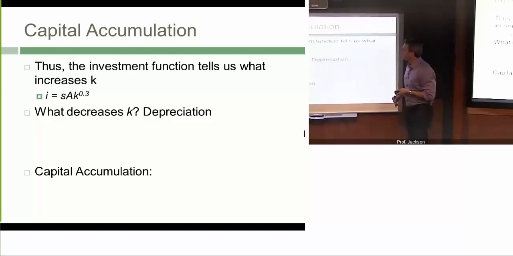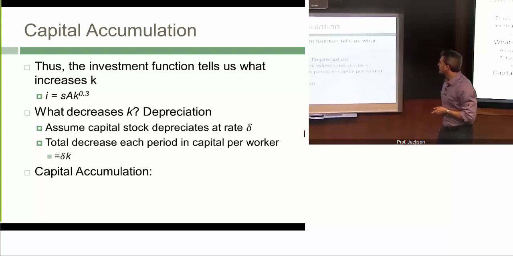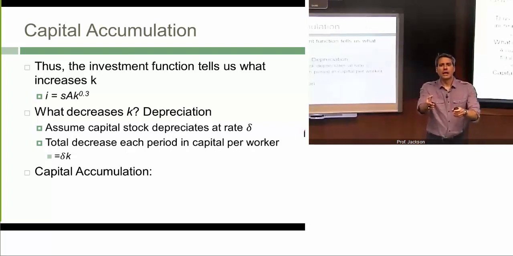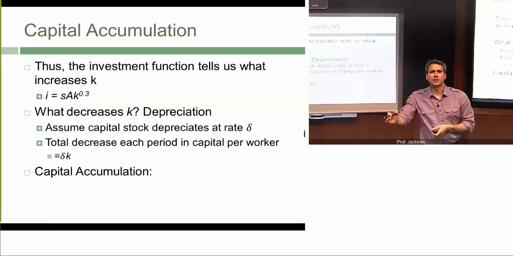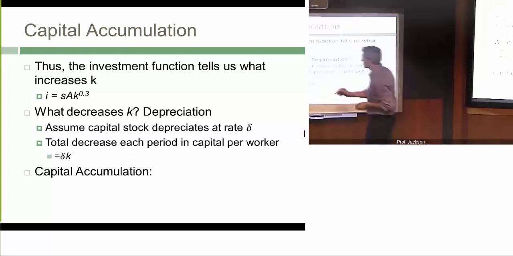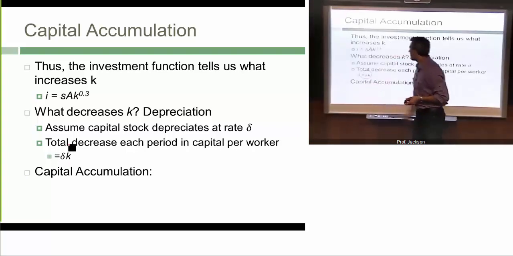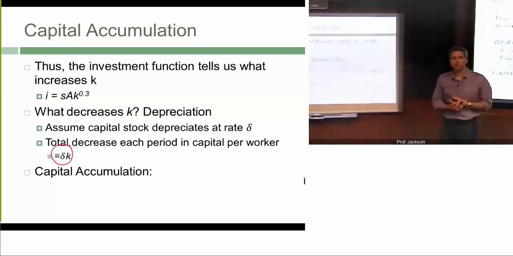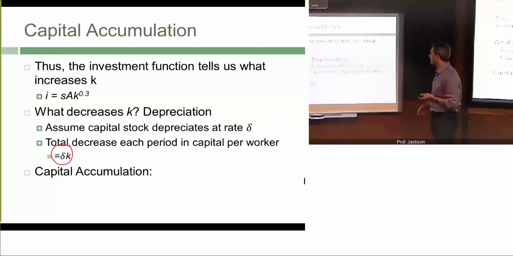What about declines in the capital stock? Well, that's where the depreciation comes in. So we're going to assume that the capital stock depreciates at a constant rate delta, so the Greek letter delta. And so what that means is that every period we have an existing capital stock, and the fraction delta of that is just going to disappear. It's going to become obsolete, or it's going to wear out. It's no longer usable. And so what that means then is that the total decrease in capital per worker over time, or at any given period, is going to be delta times little k. And so that's going to represent the downward force on our capital stock.